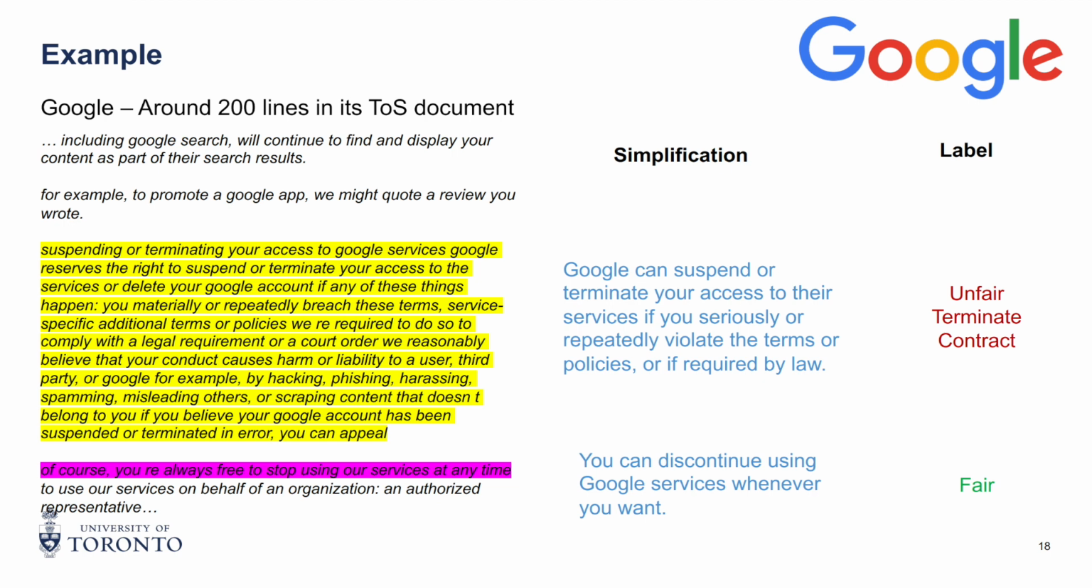Here are some examples that combine all three tasks together. In these examples, there are two significant highlights, and each one is provided with a simplified text and a label. The first is labeled as unfair because Google can suspend you from their service. The second is labeled as fair, even though it is a highlighted sentence. That is the reason why we use two models to validate the results.